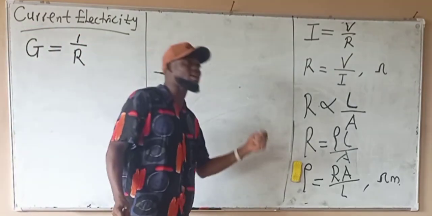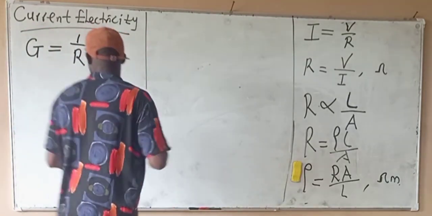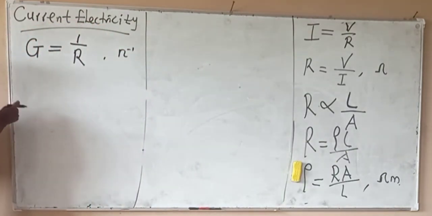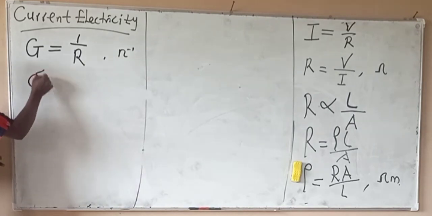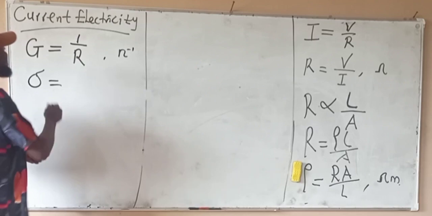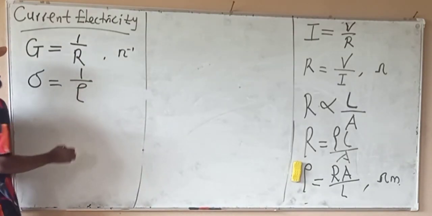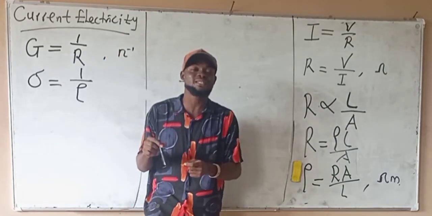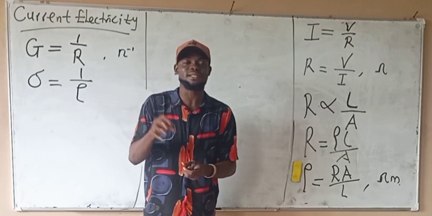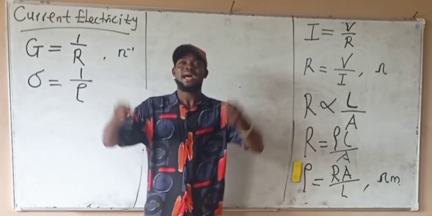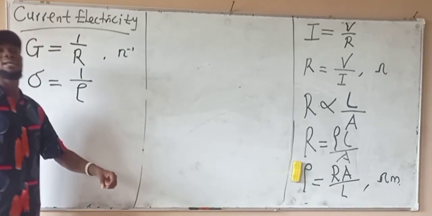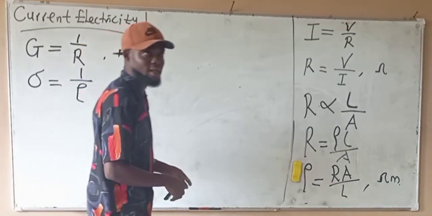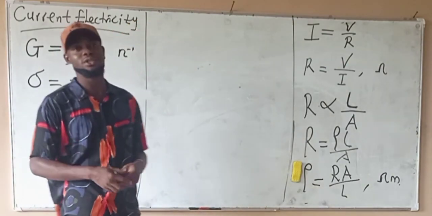So conductance is always the inverse of resistance, so its unit is per ohm. While conductivity, I will use delta to represent that, is the inverse of resistivity. That means that if conductivity is increasing, resistivity will be decreasing. And if conductance decreases, then resistance will increase. That's the meaning. They are inversely proportional to each other, so they are inverses of each other.